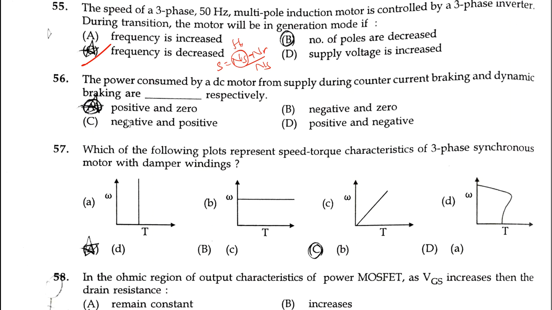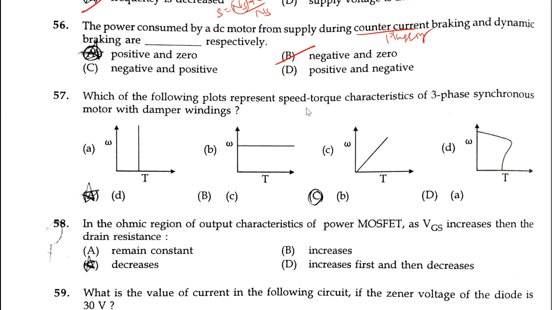Now, next question. The power consumed by a DC motor from the supply during counter current braking and dynamic braking. In dynamic braking, the current will be zero, and in counter current braking, it will be negative. We can also call it plugging. So the answer will be negative and zero here. Dynamic braking means you have to apply resistance brakes.